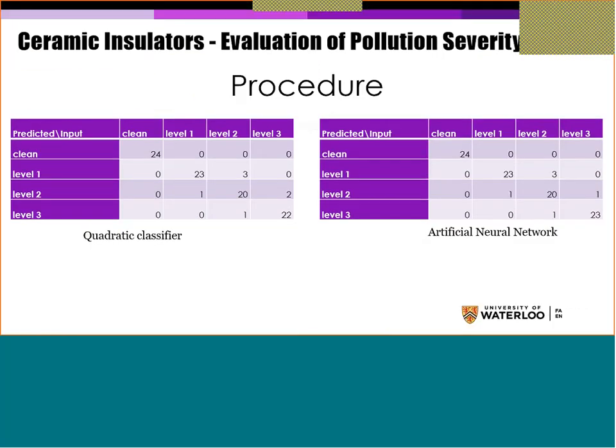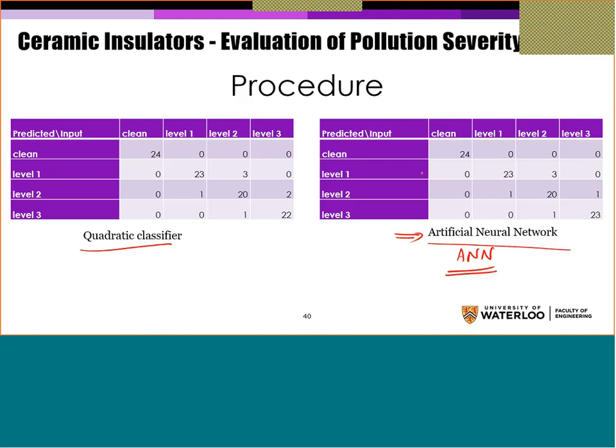So here, this is the classification. Now, this is a quadratic classifier, which is a special case of the second-order polynomial. And this is an artificial neural network, the ANN, that we used before. Now, this is what we call the confusion table. What is a confusion table? It doesn't just give us the accuracy, but it tells me for every class how accurate it was.